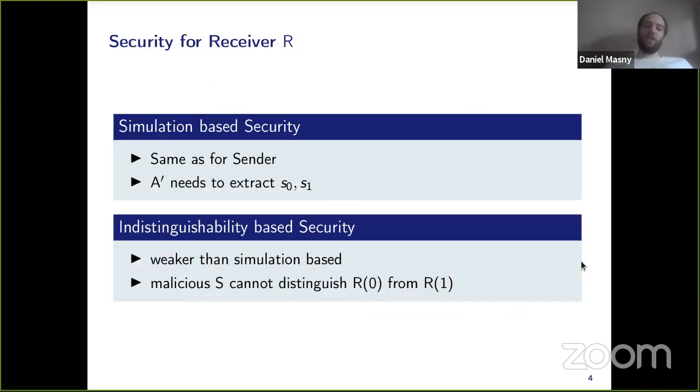If we consider security for the receiver, there is also simulation-based security, but there's also a weaker notion, which is indistinguishability-based security. That's much easier to construct because here we don't need to extract the input of the malicious party. We just say that the malicious party cannot distinguish between the interaction with the honest receiver for input 0 and the honest receiver for input 1.